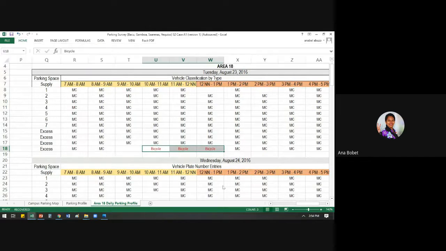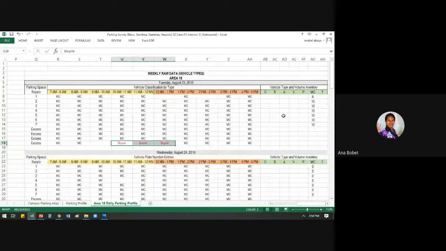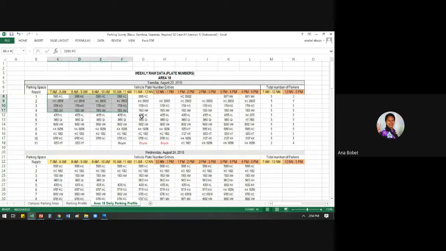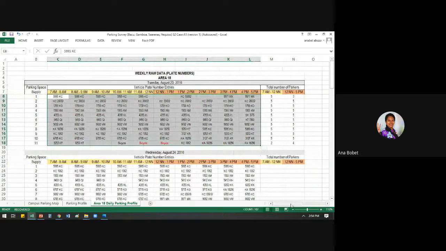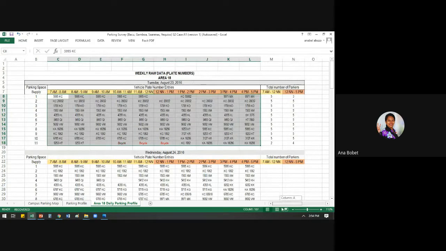Therefore, in the total accumulation by type, it is by classification. Here is how many motorcycles and how many bicycles. Since there are bicycles, you make another column for bicycle. So from this survey, you transfer what type of vehicle parked. That's the classification against the plate number data.